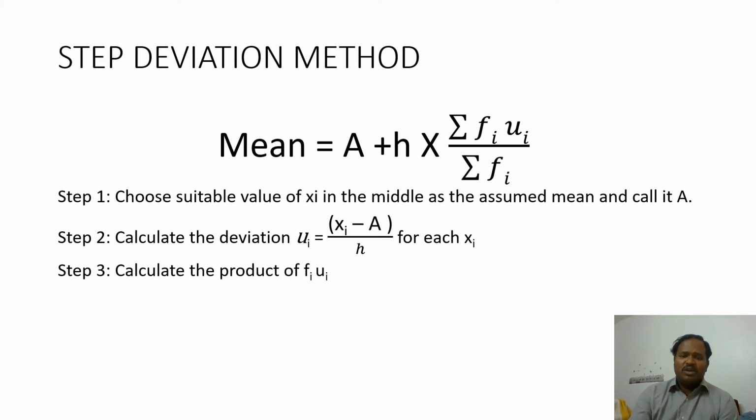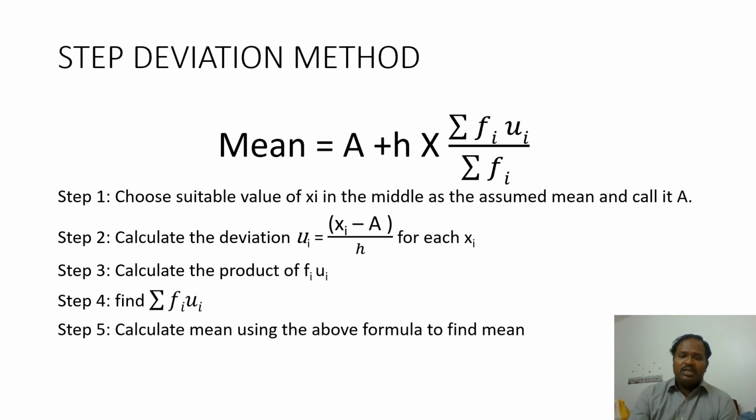Now, as usual, like the previous method, you find fu and the average of the deviation, then add it to the assumed mean. These are the steps. You can pause the video here and go through those questions. In the next one, we can directly see the question that we had already worked out in the assumed mean method, and we are going to do the same question with the step deviation method.